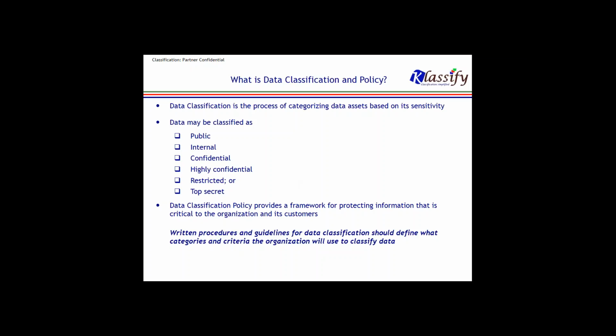Public, internal, confidential, highly confidential, restricted, and top secret are the industry-known terminologies that most organizations use to classify data. These are the categories of data. I think we will have a look at the definitions of some of them in order to understand what they really mean to an organization.